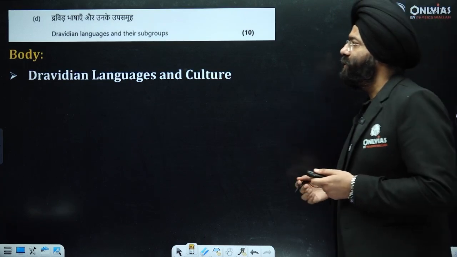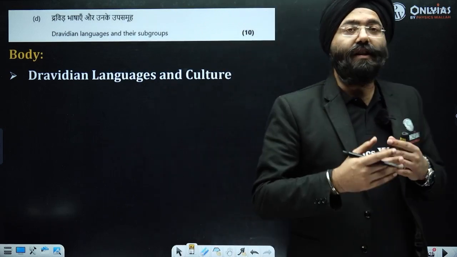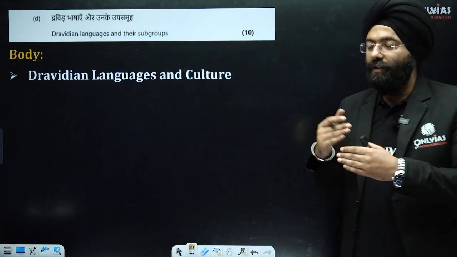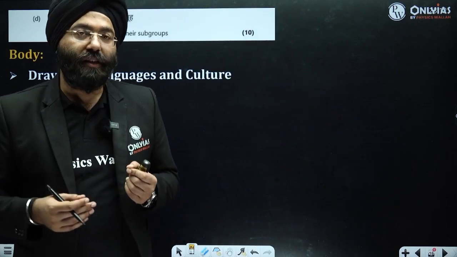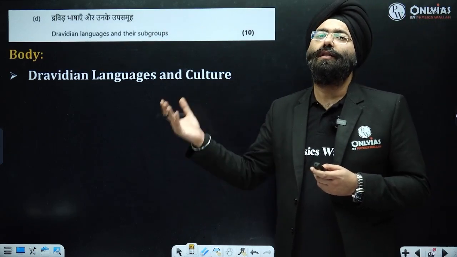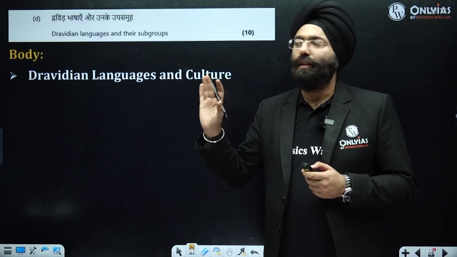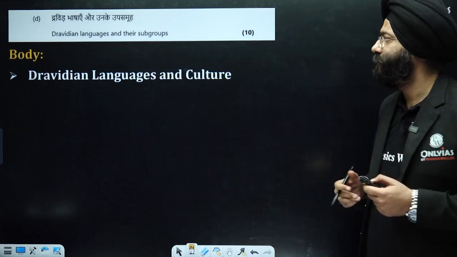Then Dravidian language and culture, you can mention over here literature related to that. You can basically mention the Dravidian struggle with respect to, let us say, language-based states being there, and all those dimensions can be added here. And you can definitely conclude what the cultural relevance is over here, and that would be a good enough explanation for the Dravidian languages and their subtypes.